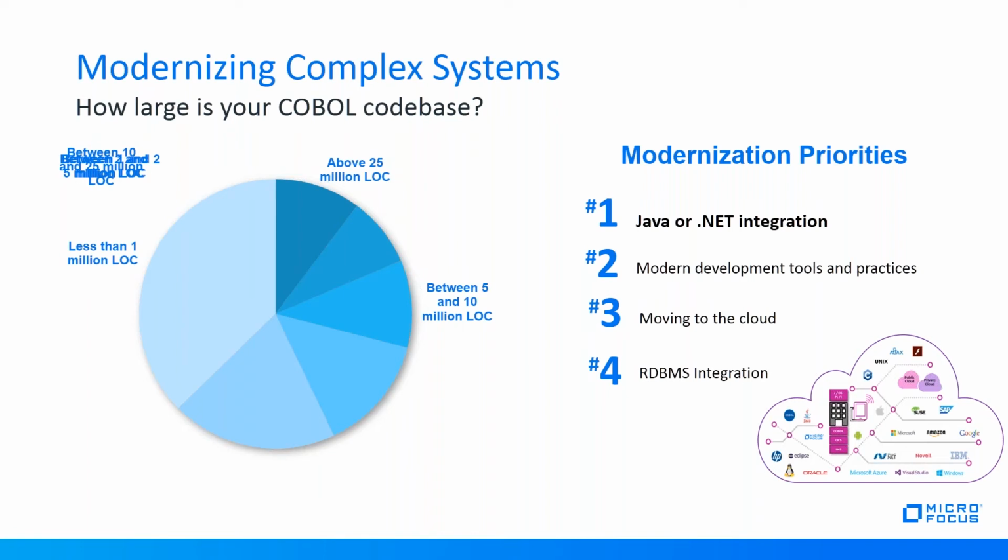And what was very clear as a result of the survey and the research that we saw is that these applications are moving forward. In fact, nearly 60% of these applications will be modernized in the next 2 years. And these are just a few of the priorities, the ways in which customers plan to modernize their systems. As you can see here at the very top, Java and .NET integration is the #1 priority.